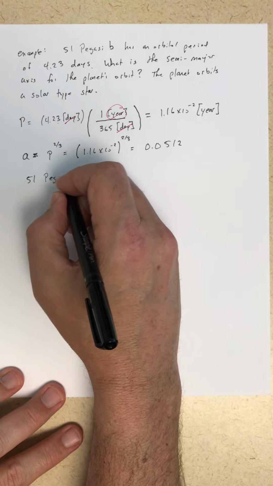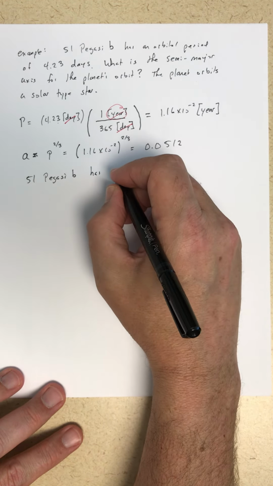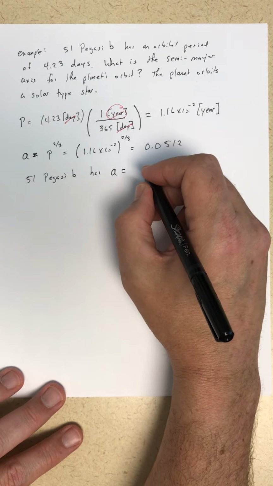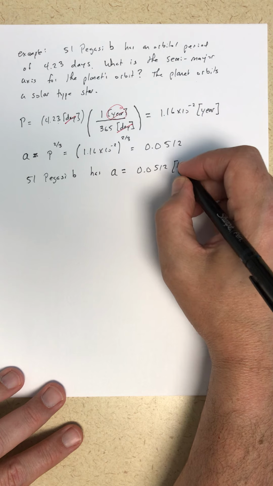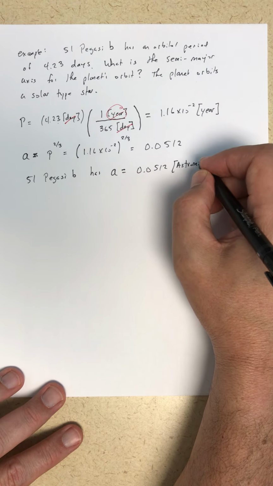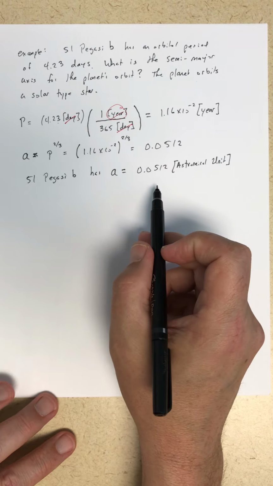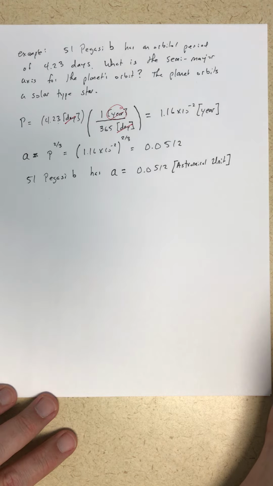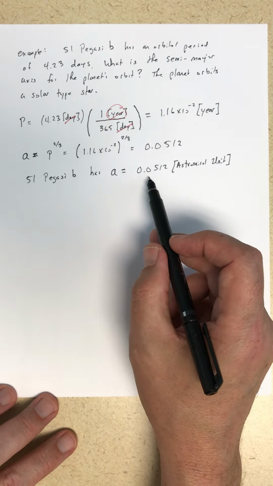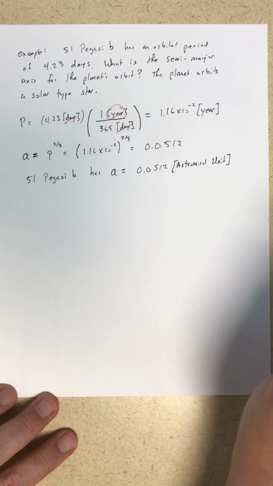51 Pegasi b has a semi-major axis, a, of 0.0512 astronomical units. That's remarkable. That's a very small semi-major axis, even compared to what we had for the planet Mercury before. This planet is very, very close to its parent star, a very tight orbit.